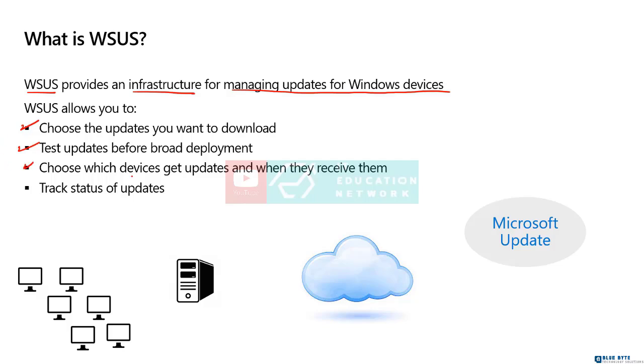We can also choose which devices get updates and when they receive them. So that's one way you could have a small group receive these updates first, just to make sure the updates are stable. Then you could deploy those to the entire environment. And that also gives me the ability to track the status of updates. So if an update failed to install on your computer for some reason, or you're missing updates, I could go through WSUS and say, I just want to know which computers are behind on critical updates or security updates, and I could just generate a list of computers.